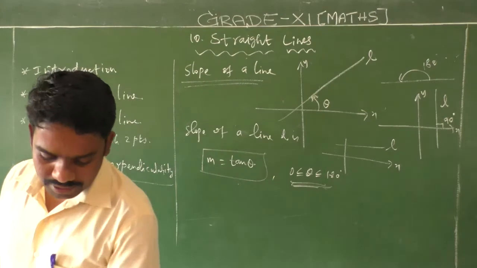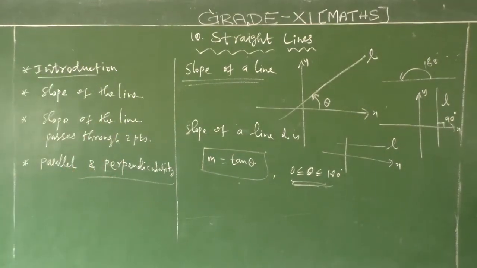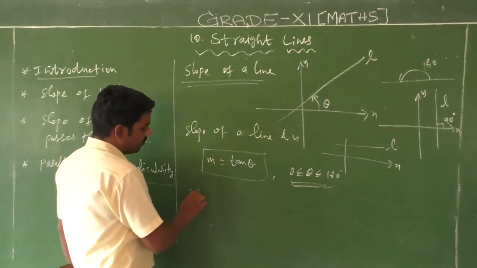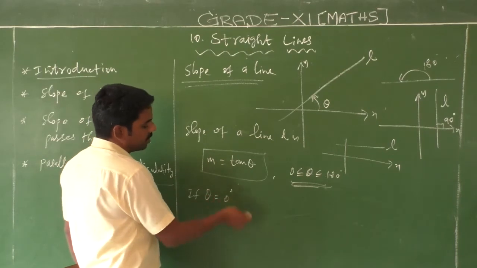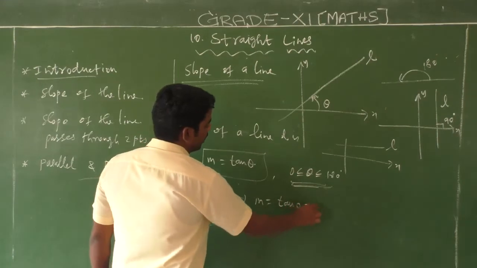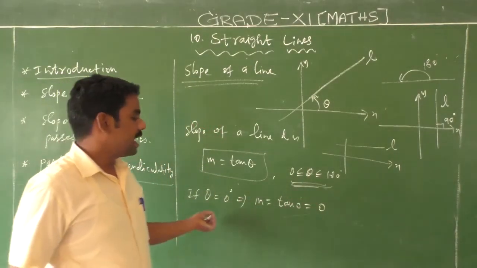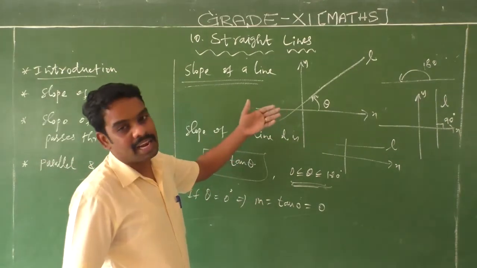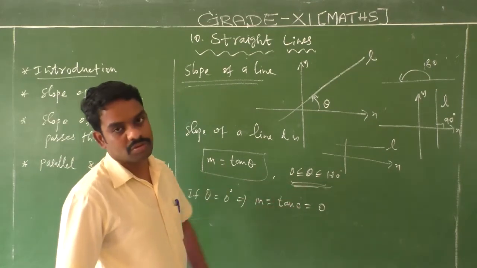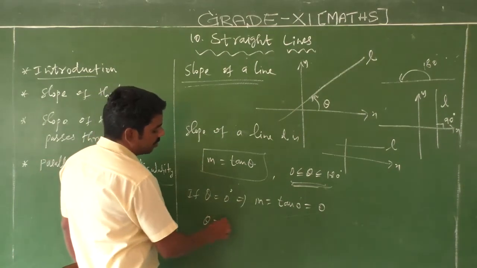Next, the slope of line formula is m equal to tan theta. If theta equal to 0 degrees, then the slope of the line m is equal to tan 0, which is 0. Tan 0 degrees is 0. When the line is parallel to the x-axis, then the slope of the line is equal to 0.